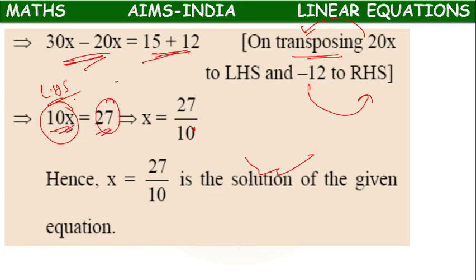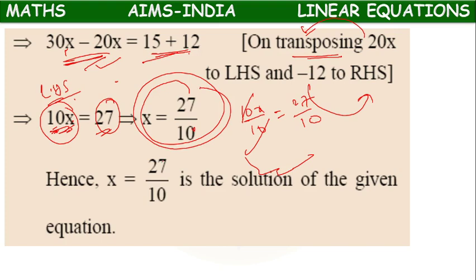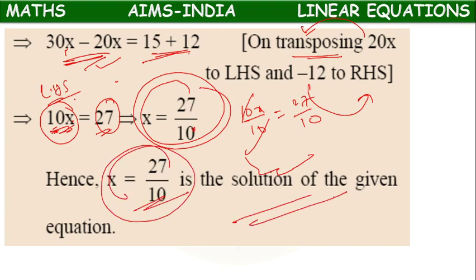We have to find the value of x. What is the coefficient of x here? 10. So we can divide both sides by 10. 10x by 10 equals 27 by 10. The 10 cancels, so x equals 27 by 10 is the solution of the given equation.